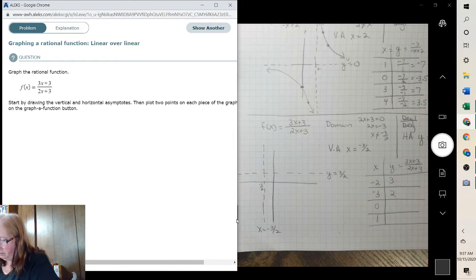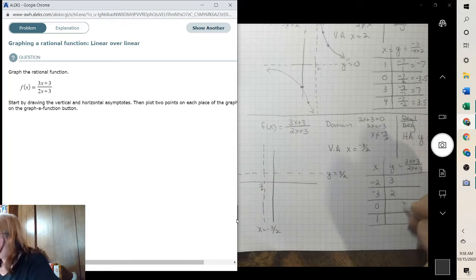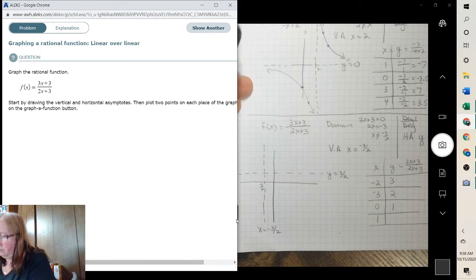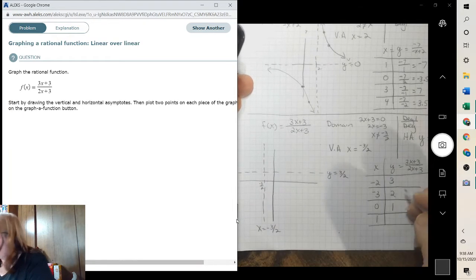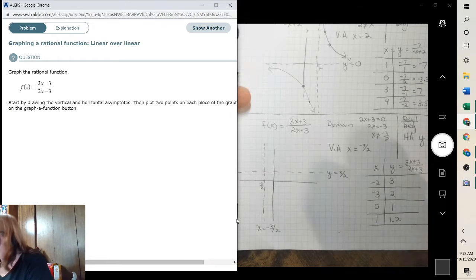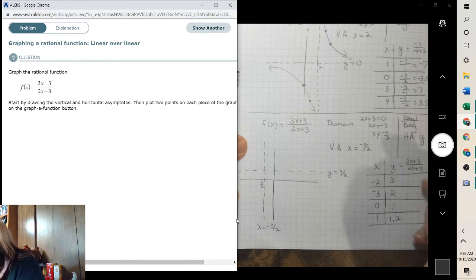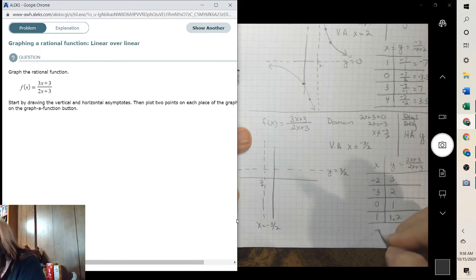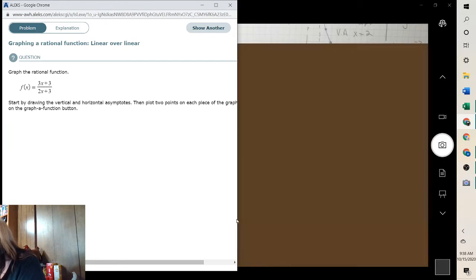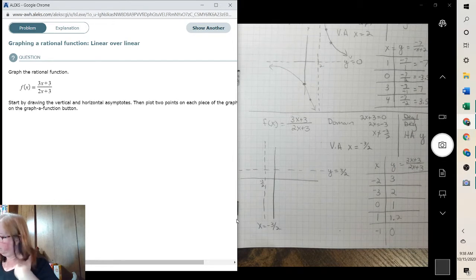If we plug in 0, we get 1. Oh, this works out nice. And if we plug in 1, we get 1.2. I also plugged in -1, which is a nice one because it gives us 0. So we're getting the intercepts. But you only needed 2.